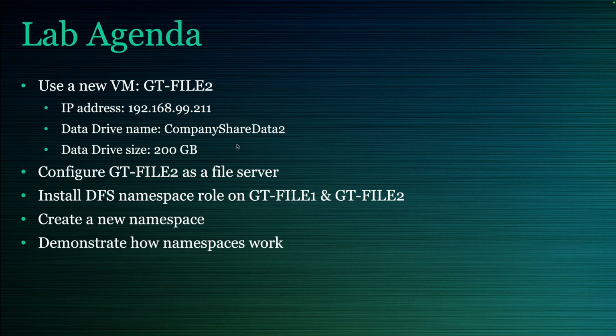So we're going to configure gt-file2 as a file server. It's already on the domain, but it's pretty much just a blank box that's sitting there with the name. And we're going to install the DFS namespace role on gt-file1 and gt-file2. We're going to create a new namespace. And then finally, we're going to demonstrate how these namespaces work. So let's go ahead and hop into our lab.